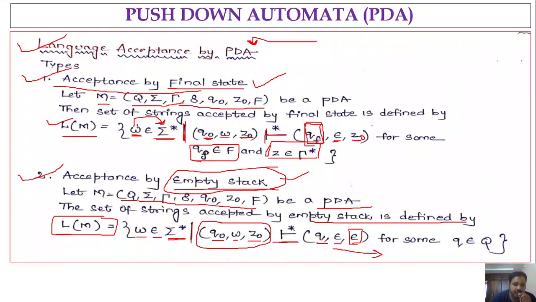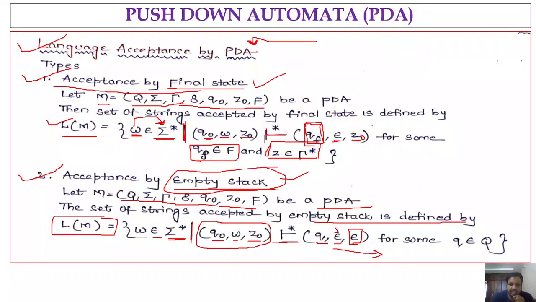If you observe the previous case number one, we are reaching the final state after processing the input. But here we are reaching some state Q after processing the input and there is nothing on the stack. So here we are having Q comma epsilon comma epsilon. So what is this epsilon?